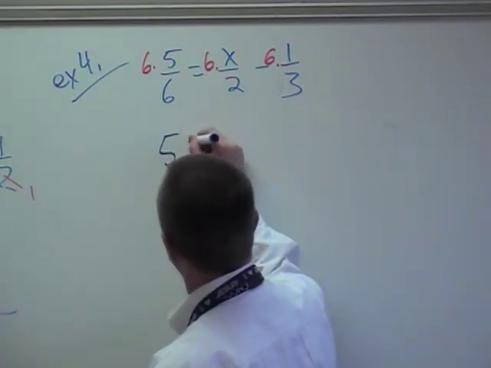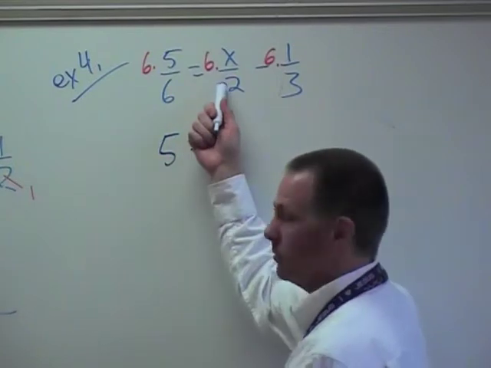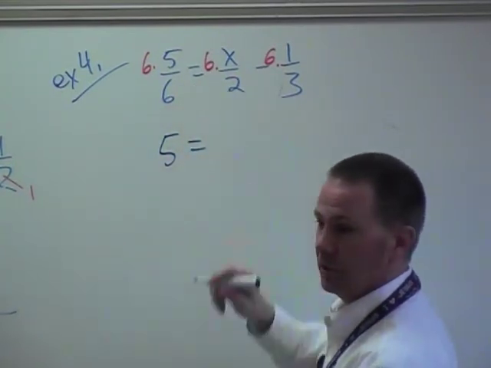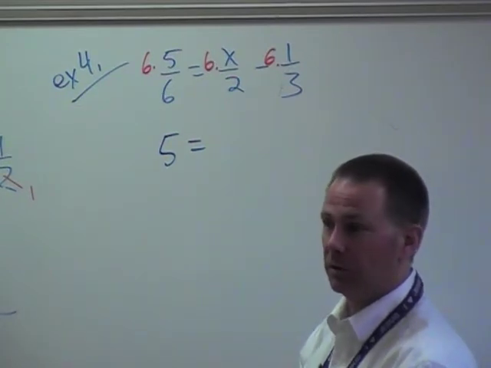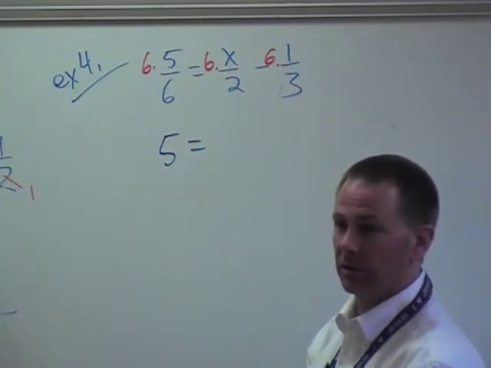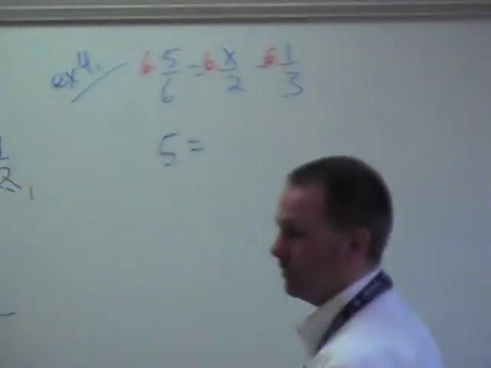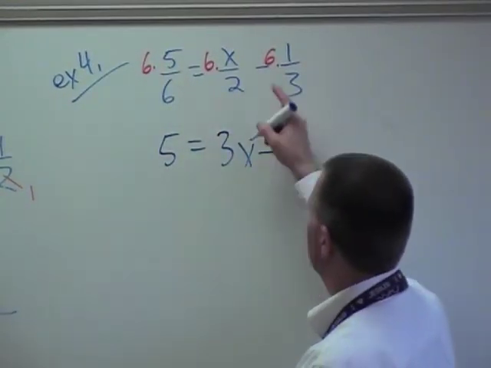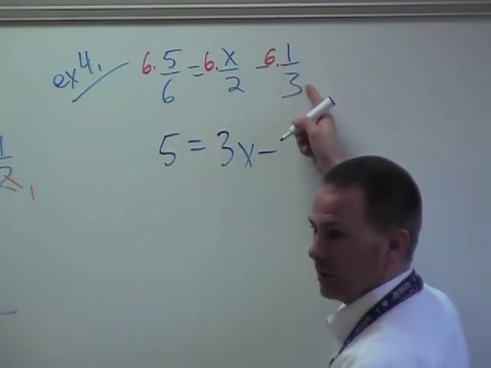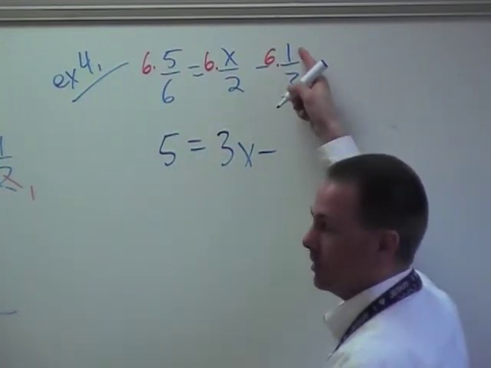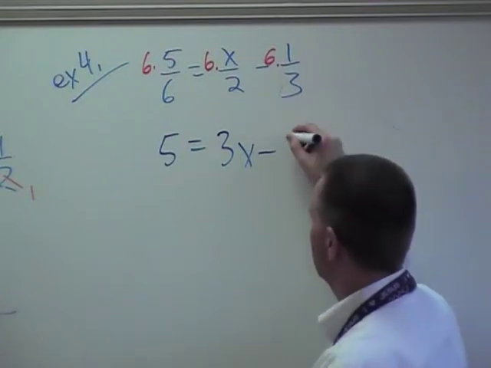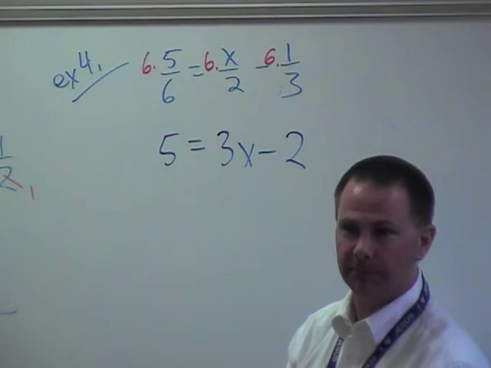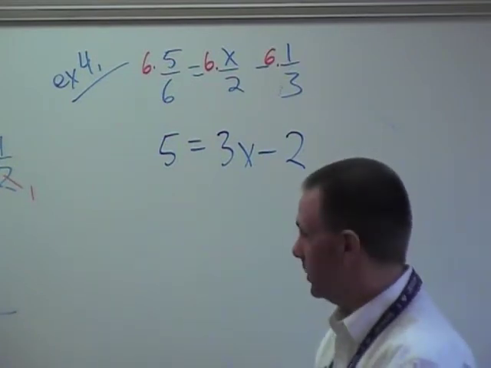So that's 5. What's this? 6x over 2. What's 6x over 2? 6x divided by 2. What's this? 6 over 3, which is? Okay, what's the problem, guys? I got it now. Okay, solve it. Finish it.